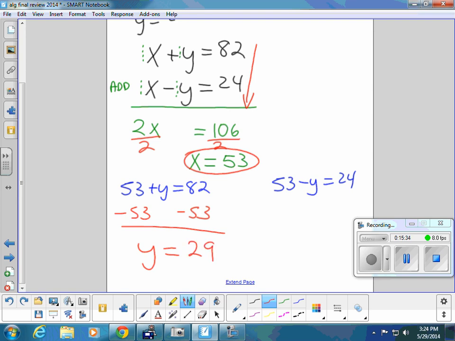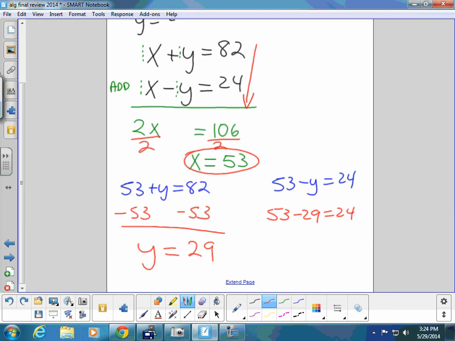29, sorry. Okay, now I can solve this one for y over here, or I can just plug in 29 and see if that equals 24. And it does. So what I've done here is I used one equation to get y equals 29, and then I checked it with the other one to get a check.